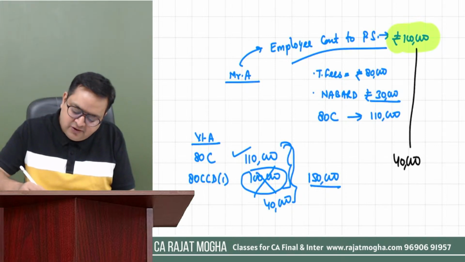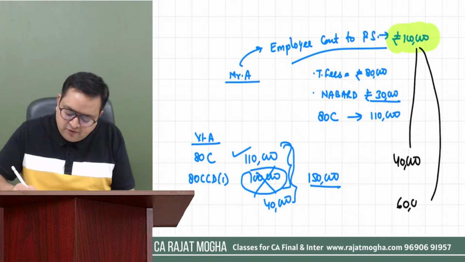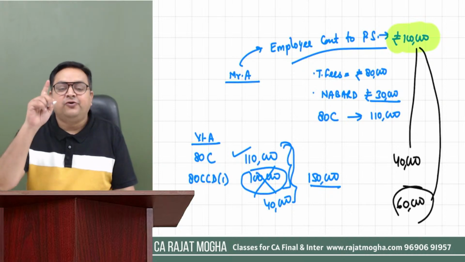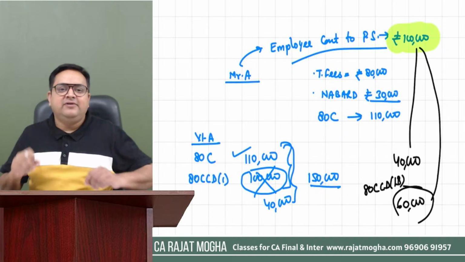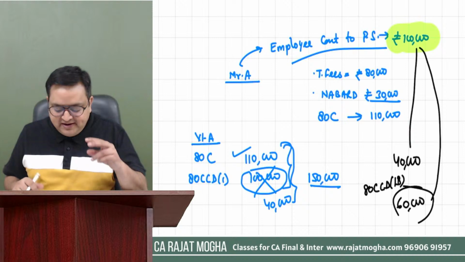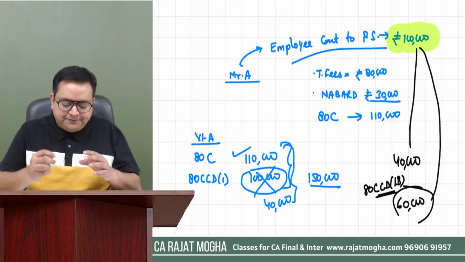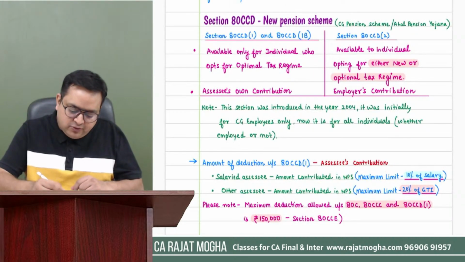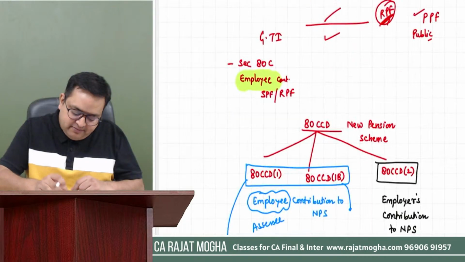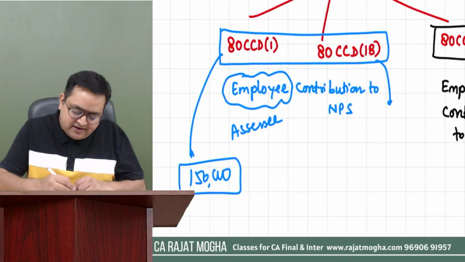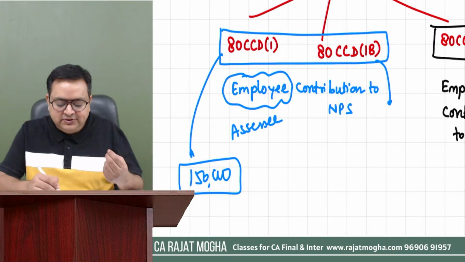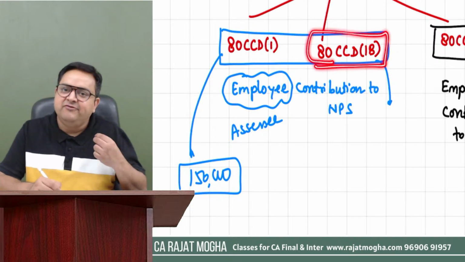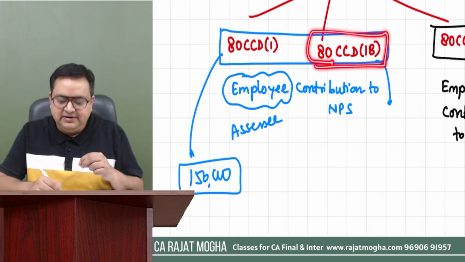But the question is, what will happen to our 60,000 amount which we have contributed? For that, 80 CCD 1B will help. 80 CCD 1B says, if we are not able to claim deduction under 80 CCD 1, let's say the limit was exhausted over there, then we can claim deduction in 80 CCD 1B.